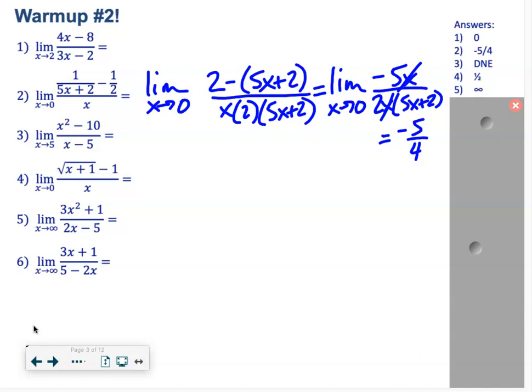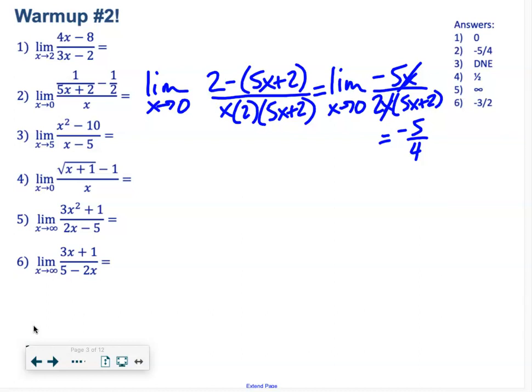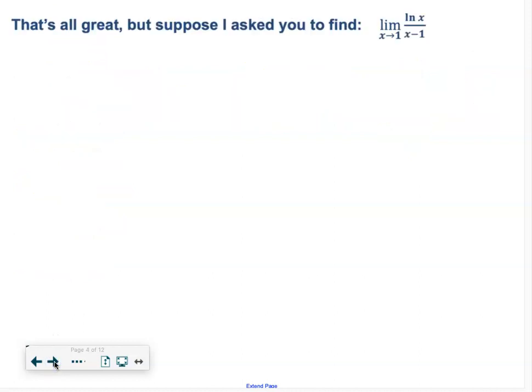And then the last one, when the degree is the same top and bottom for a limit as x approaches infinity, it's the quotient of the leading coefficients, which is -3 halves. We all agree it's -3 halves. Well done. Good limit review. Why are we doing a limit review? Because L'Hopital is all about limits. Today is a day about limits.